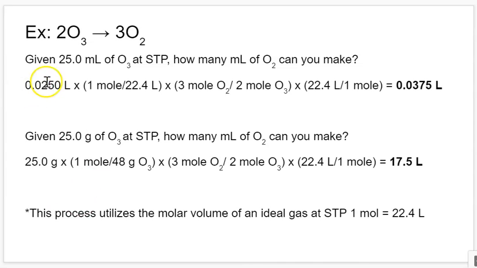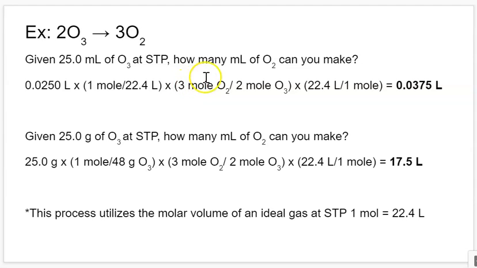So for the first one, we start with our 0.0250 liters. I converted my milliliters into liters. And the reason I did that is because we're going to be utilizing the molar volume of an ideal gas at standard temperature and pressure. If you remember from the gas lab, we were talking about how 1 mole of a substance at STP, 1 mole of a gas, is always going to occupy 22.4 liters of space. So we can use this as a conversion factor between moles and volume. So my 0.0250 liters times 1 mole over 22.4 liters, that's going to get us to moles of the ozone.